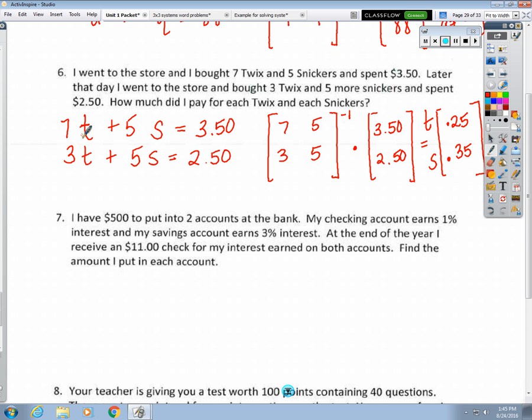And then if you do the math, you can make sure it really makes sense. Like if Twix are 25 cents, how much would 7 of them be? $1.75. And then if Snickers are 35 cents, how much would 5 of them be? $1.75. And does that total up to $3.50? Okay, so how much would 3 Twix be? 75 cents, and then 5 Snickers we already know is $1.75. Does that really total up to $2.50? Yes. Always check, because it's a good way to know if you've made a mistake.